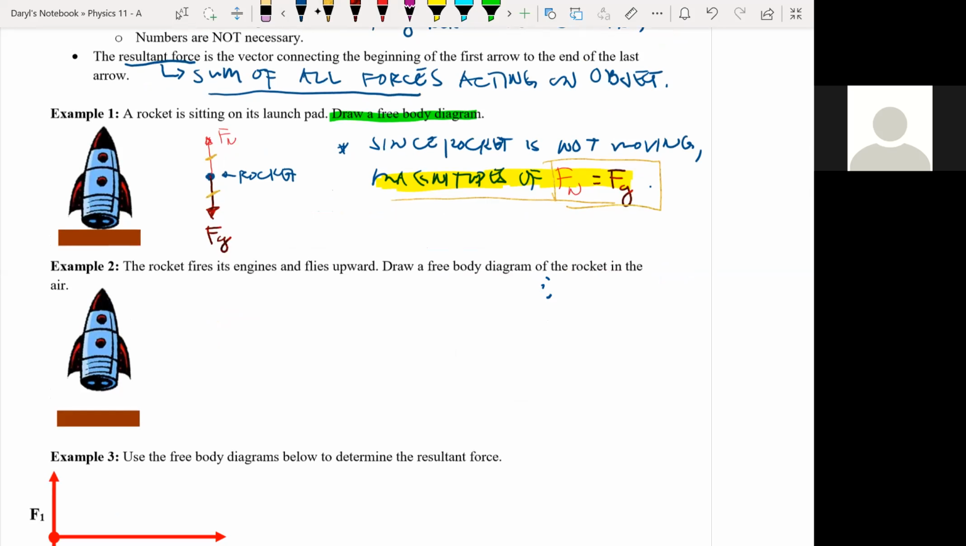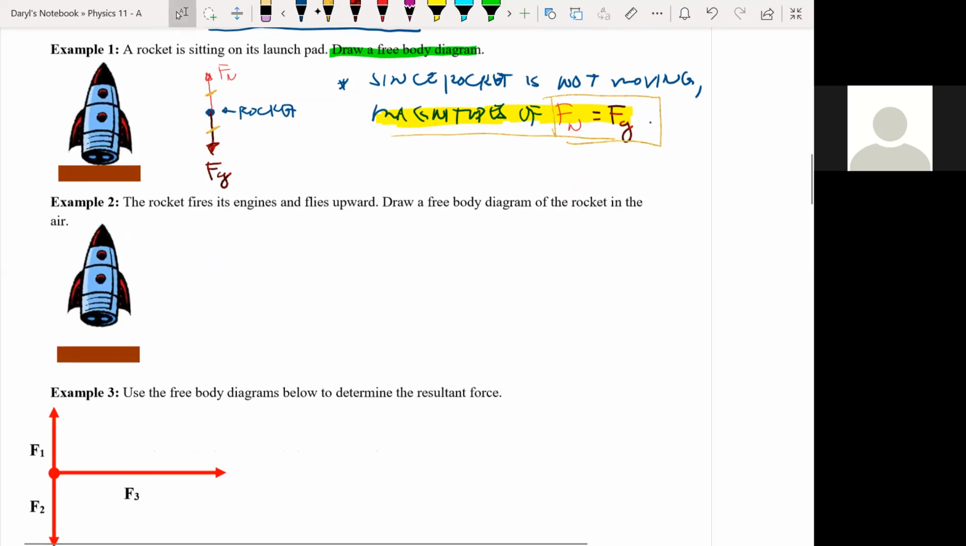Okay, let's take for example here, the same rocket, but now the rocket is moving upward. The rocket fires its engine and flies upward. Let's say, for example, it is accelerating upward.